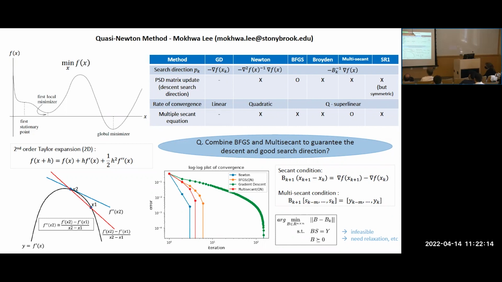So that's why we wanted to push that Hessian matrix B onto the positive definite region. However, in that case it's usually infeasible to solve the problem, so that's why we wanted to relax the constraint so that we can find the B which is positive semi-definite, but at the same time satisfies the constraint to guarantee the descent direction. Yeah, you want to drink the water.